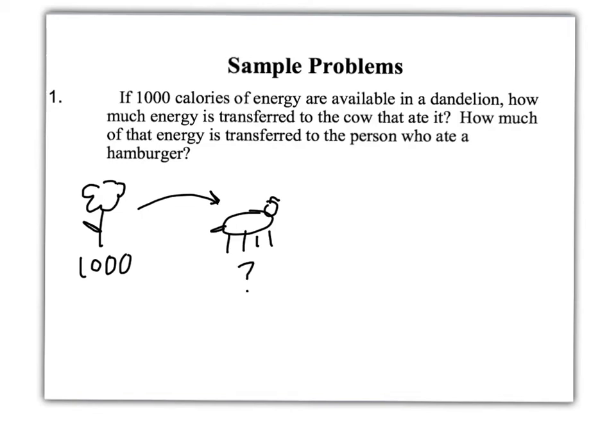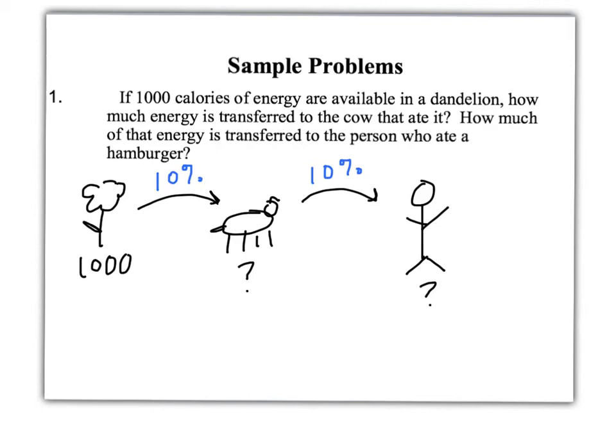We want to know how much energy did that cow get. We also want to know how much energy is transferred to the person who ate the hamburger, which was obviously made from the cow. So that is our second unknown. All right, remember that only 10% of the energy gets passed on at each level. So let's take it step by step.